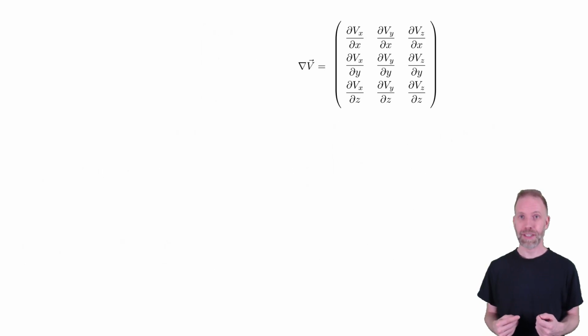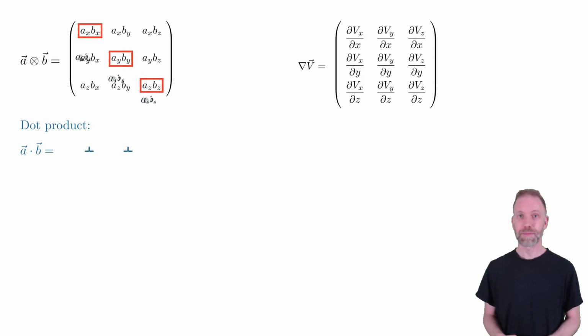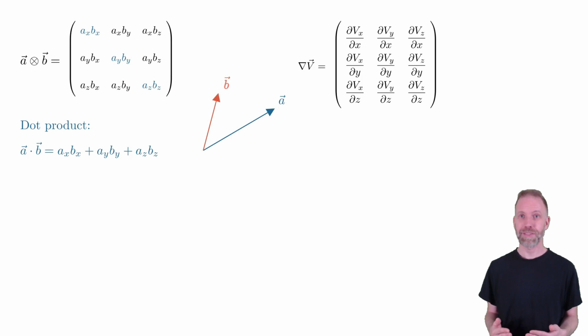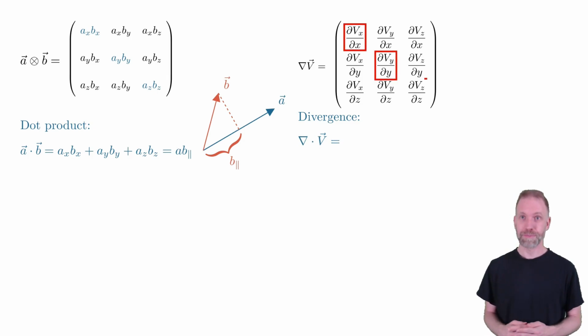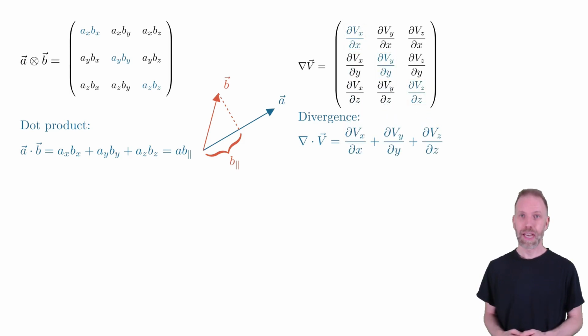Let's do some more repetition of the vector multiplication videos. Start with the dyadic product, which corresponds to our vector gradient. We also had the dot product, which is the sum of the diagonal elements of the dyadic product. The dot product is multiplication with the parallel parts of the vectors. The corresponding operation for differentiation is the divergence written as nabla dot v. It will be the sum of the diagonal elements of the vector gradient. We will come back to the interpretation of this operation later.